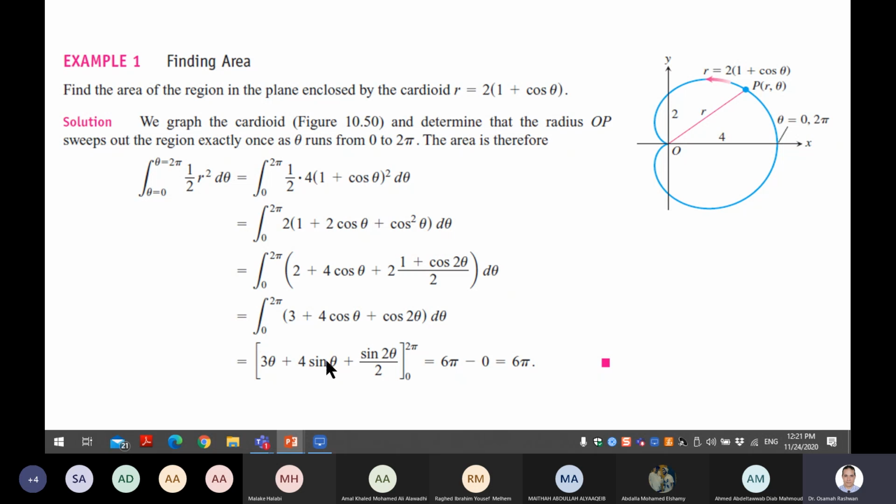What is the integration of cosine? It is sine theta. What is the integration of cosine 2 theta? It is sine 2 theta over the derivative of the angle. So I have to divide it by the derivative of the angle. What is the derivative of 2 theta? It is 2. So I have to divide it by 2. Now I substitute by 2 pi. I know sine 2 pi is 0, sine 4 pi is 0, and sine 0 is also 0. So I will have 3 times 2 pi. This is the only non-zero value here. So the area of the cardioid given by this equation in the polar coordinates is 6 pi.